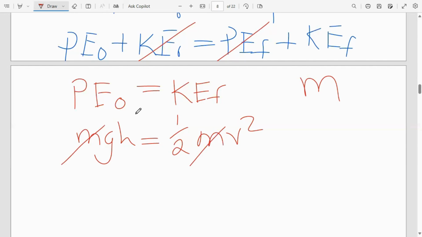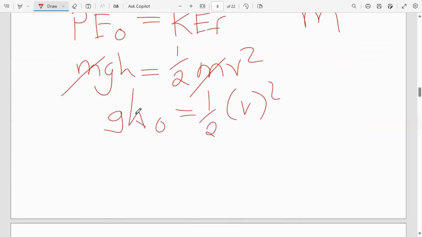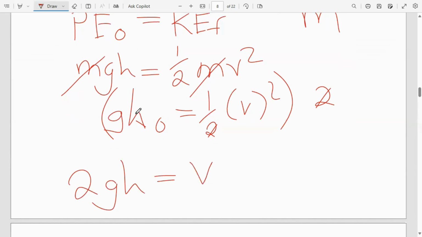What are we going to remain with? We remain with gh at the initial point being equal to half V squared. We can simplify it further by multiplying by 2. That cancels out with the half, and the equation becomes 2gh equals V squared. This is the V final squared, and this is the initial height.